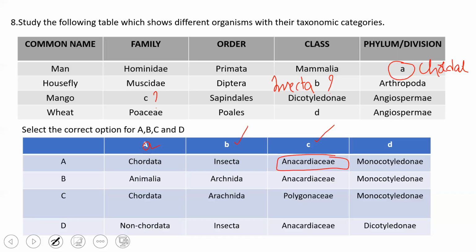And then comes the D. Wheat belongs to the class Monocotyledonae. Do remember, wheat is monocot, mango is dicot. So the class will be Monocotyledonae. Among these 4 options, Chordata, Insecta, Anacardiaceae, Monocotyledonae are A, B, C, and D. Hence, our option should be option A.